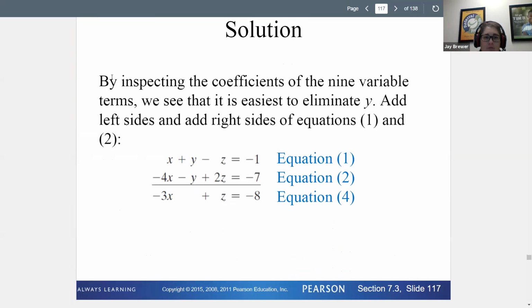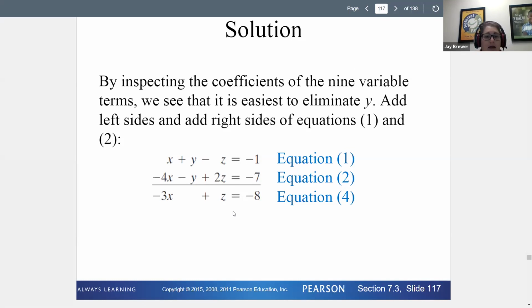And they like to give you words. So I will read you the words. By inspecting the coefficients of the variable terms, we see that the easiest to eliminate is y. So we add the left sides and add the right sides of equations 1 and 2. That's basically just helping you eliminate your y. If you eliminate your y, you can then write things in terms of another variable.